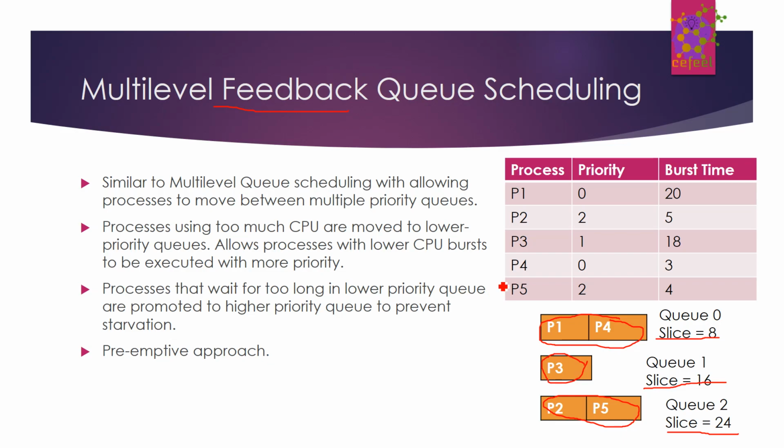As we discussed before, the time slice for Q0 is 8, and Q0 has the highest priority. So first P1 will get executed, and it will take the whole time slice, that is 8. Its burst is 20, and at 8 P1 will end.